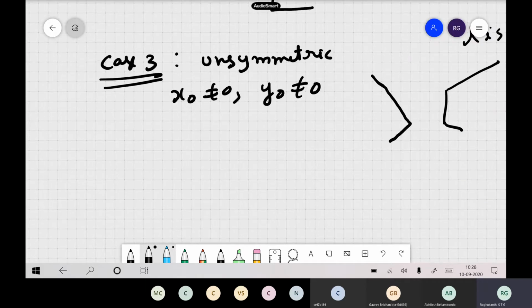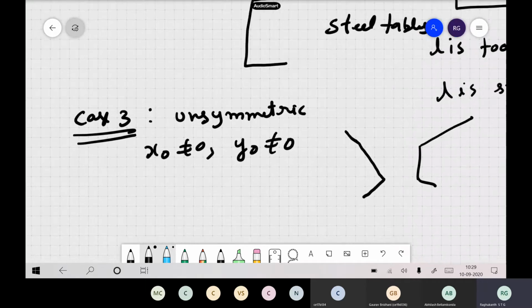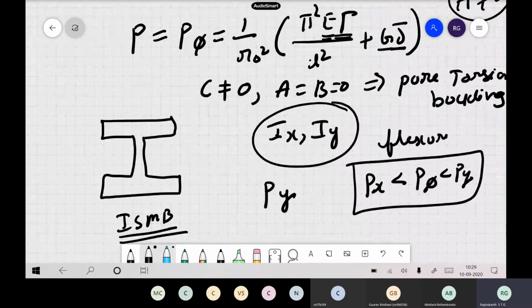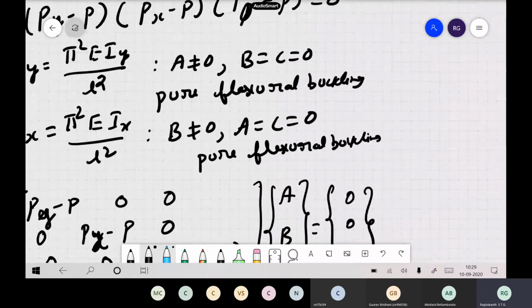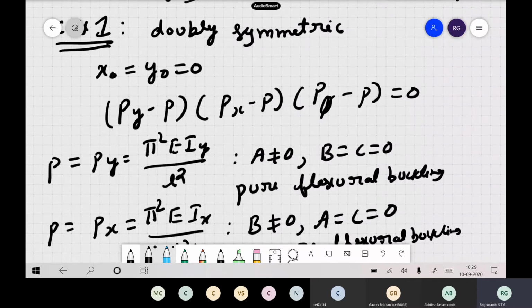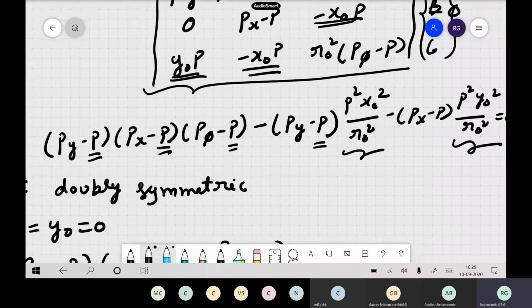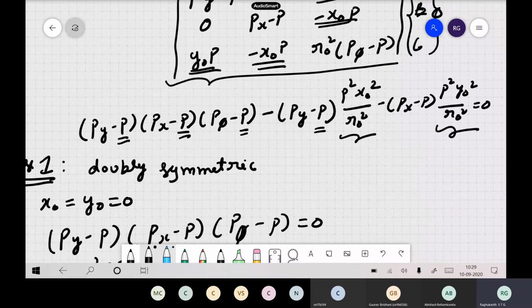Because these are all unsymmetric cross sections, the original equations we have written will themselves be perfectly valid. This is your characteristic equation. If you see, it is basically a coupled kind of equation, so there is no chance of getting a pure flexure mode or pure torsional mode. Whatever it is going to buckle depends on a combination of flexure plus torsion. Both of them are combined when the cross section is unsymmetric.